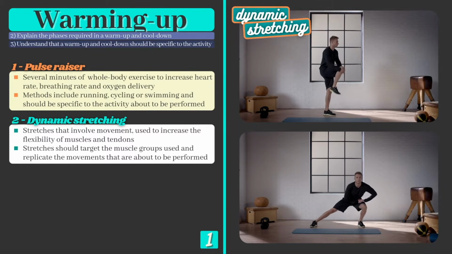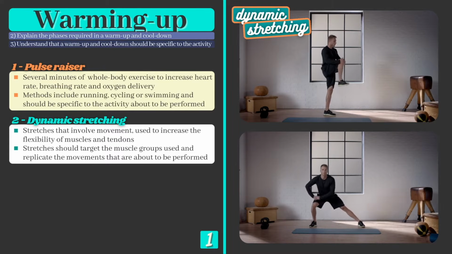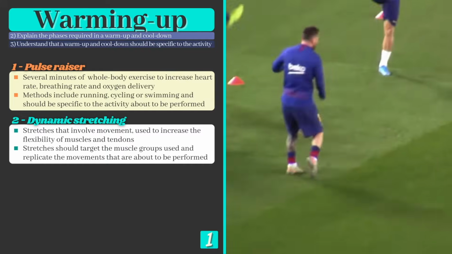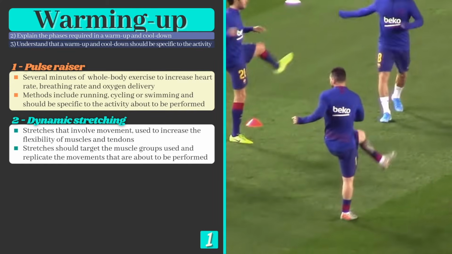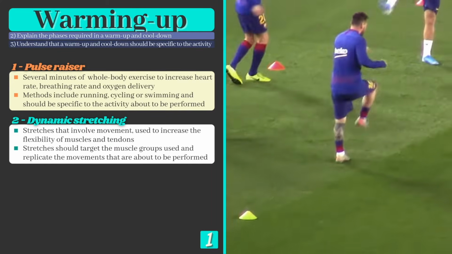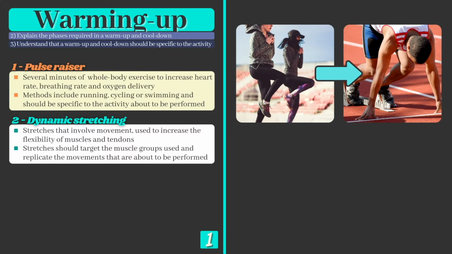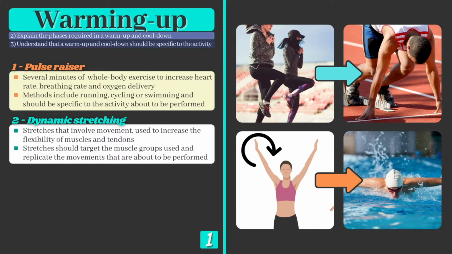Phase 2, dynamic stretching. Dynamic stretches are stretches that involve movement and are used to increase the flexibility and elasticity of your muscle fibers. The stretches chosen should mirror or replicate the movements used in the activity that we're warming up for. For example, lunges, high knees and heel flicks all focus on lower body muscle groups and may therefore be used by runners. A swimmer or javelin thrower, on the other hand, may include shoulder rotations or crossovers to improve upper body mobility.